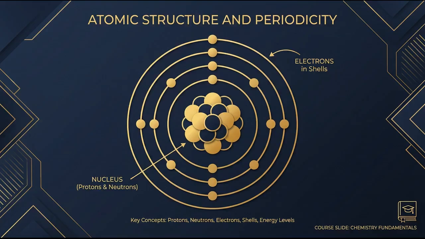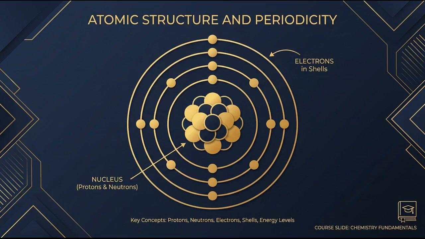Finally, let us discuss first ionization energy. This is the enthalpy change when 1 mole of gaseous atoms loses 1 mole of electrons to form unipositive gaseous ions. Across period 3 from sodium to argon, the first ionization energy generally increases because the nuclear charge increases while shielding remains similar, holding electrons more tightly.